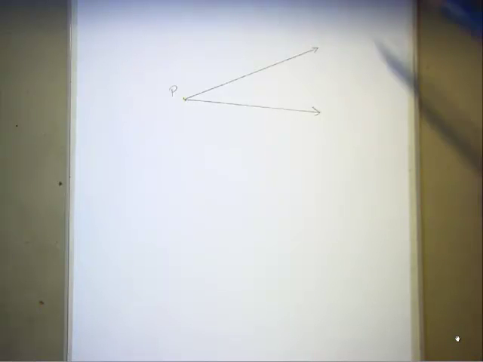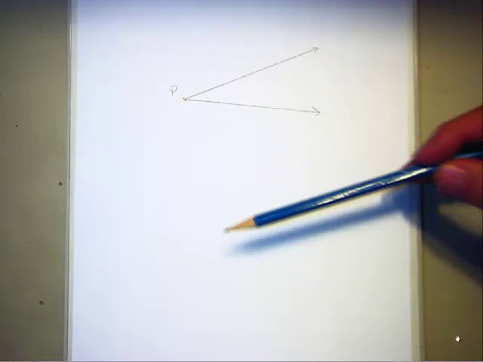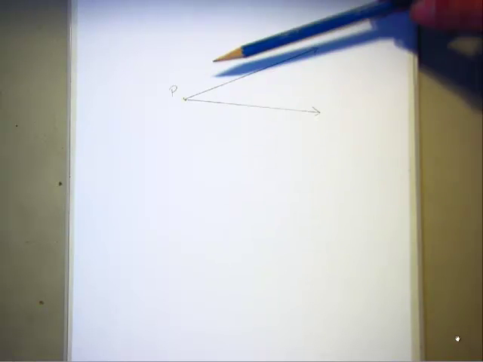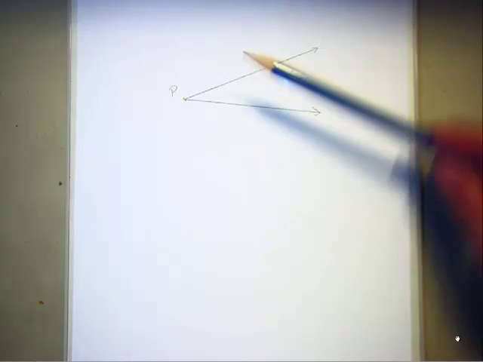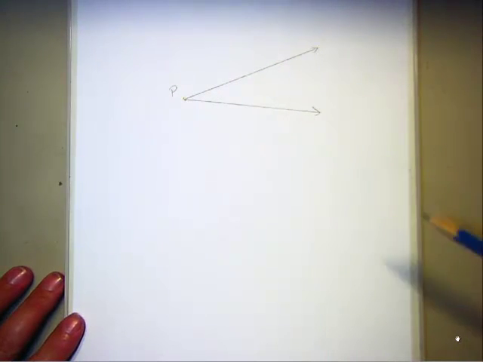Alright, for this construction we are going to make a copy of this angle so that we get another angle that has exactly the same measure, or in other words it kind of sweeps out the same amount of the circle as this original angle does.